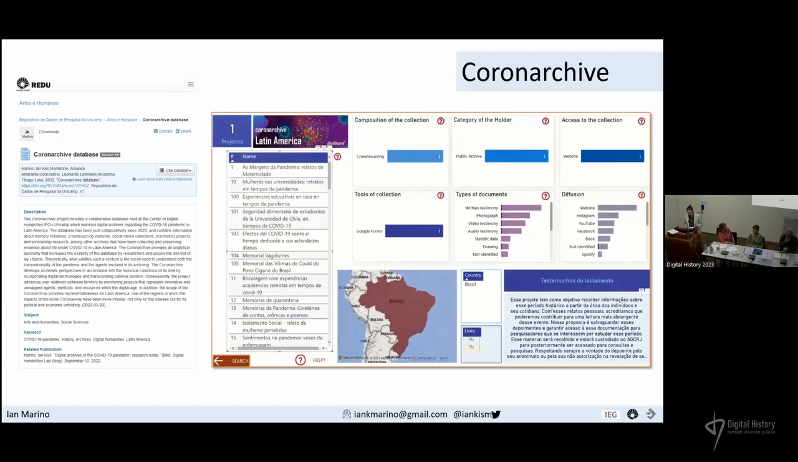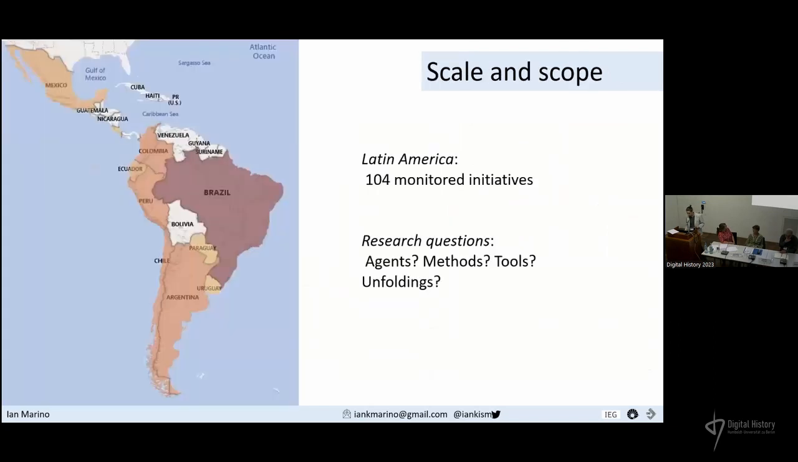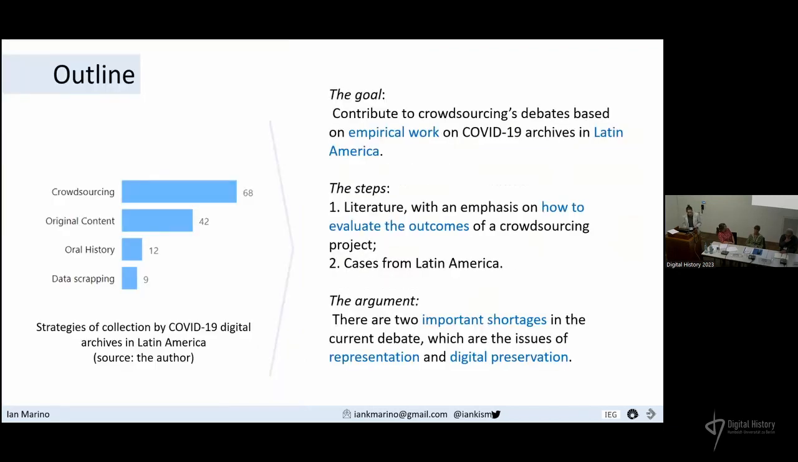But now I'm gonna present just part of it, which is a focus on the methods of collection. Actually, I'm gonna be even more specific because I wanna focus on crowdsourcing. Crowdsourcing is the method of collection that we discovered to be the most present among all the initiatives that we're working on. So our research points out that 68 of the 104 projects that we are currently monitoring have been using crowdsourcing methods to collect records and reports for its collections.